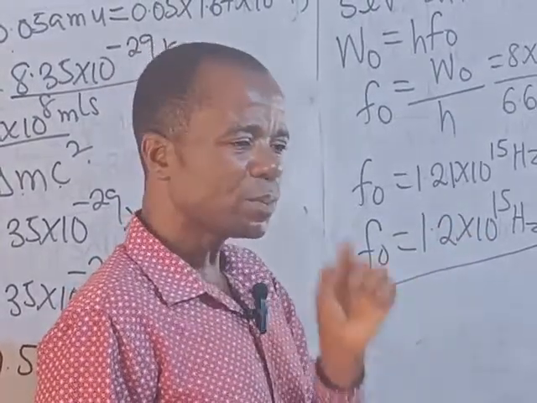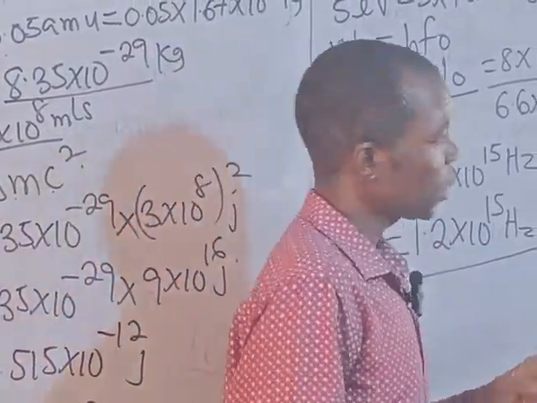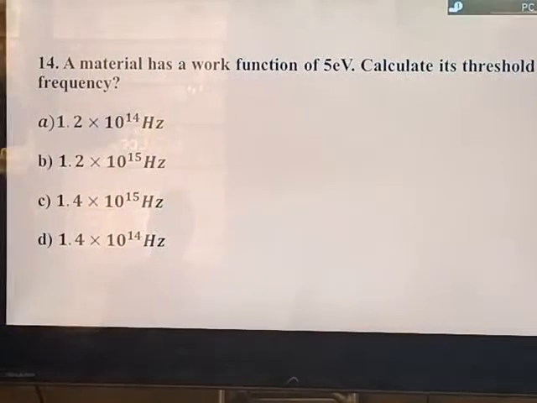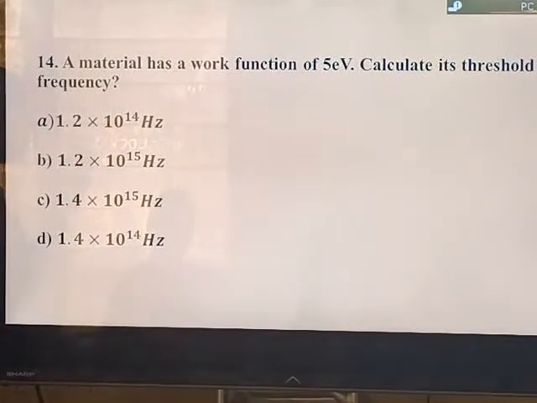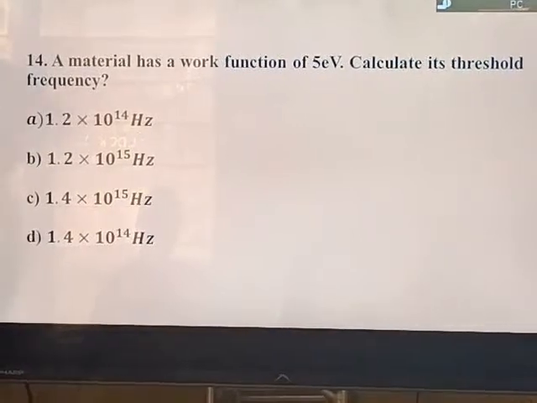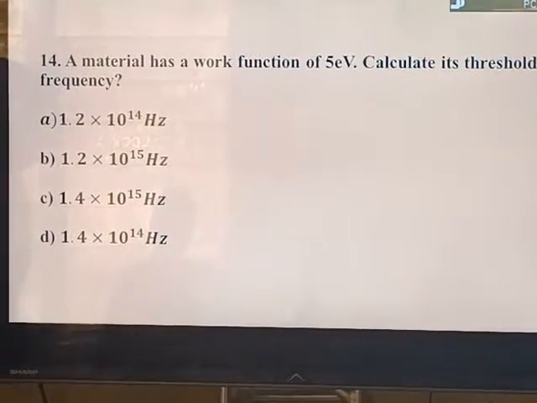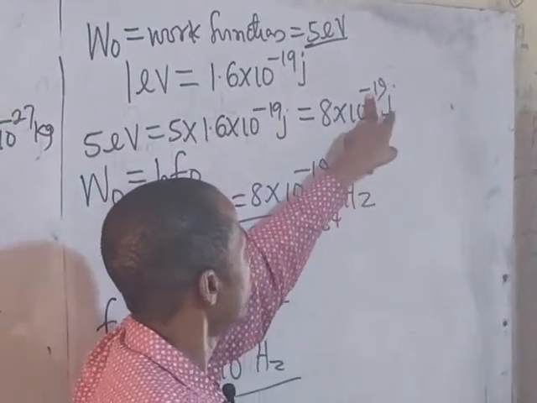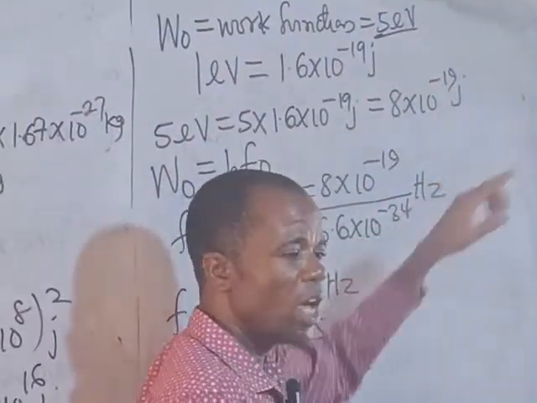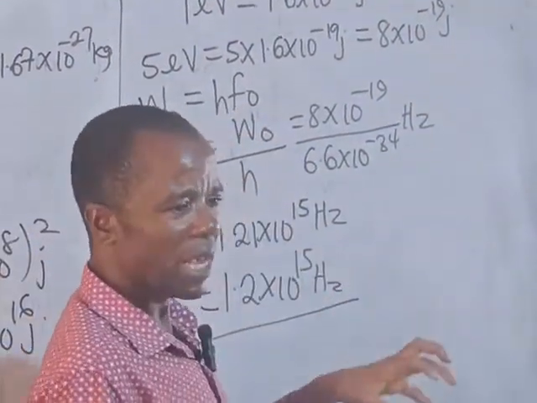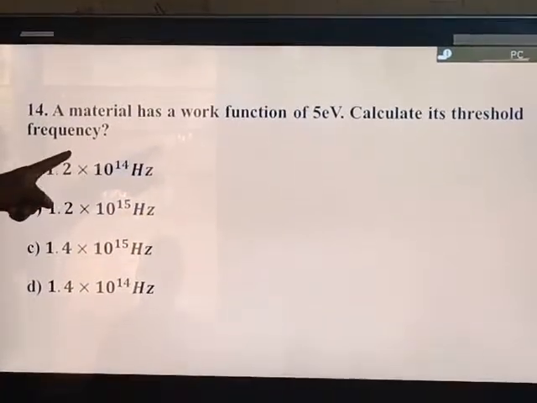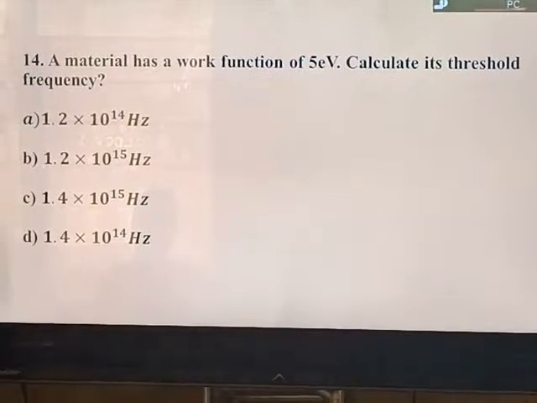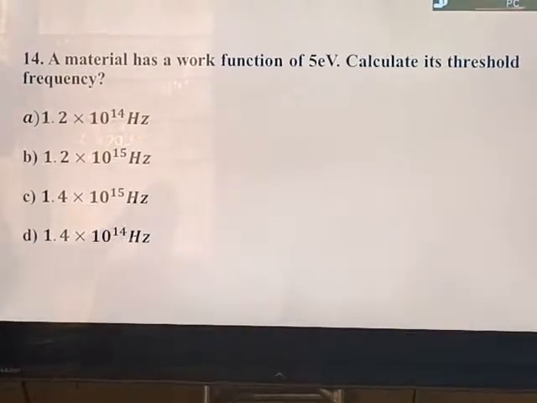What does that mean? It means that if the work function, for example, look at this question. It says a material has a work function of 5 electron volts. So which means that the minimum amount of energy that can eject electron from the surface of this material is 5 electron volts, or 8 times 10 to the power minus 19 joule. If you now apply an energy that is, say, 3 electron volt, which is less than that particular work function, what will happen? Nothing. No electrons will be ejected.